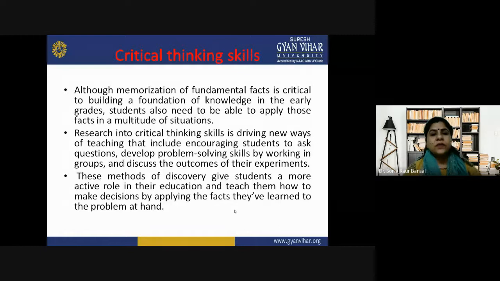So critical thinking. Although memorization of fundamental facts is critical to building a foundation of knowledge in the early grades, students also need to be able to apply those facts in a multitude of situations. So research into critical thinking skills is driving new ways of teaching that include encouraging students to ask questions, develop problem-solving skills by working in groups, and discuss the outcomes of their experiments. So these methods of discovery give students a more active role in their education and teach them how to make decisions by applying the facts they have learned to the problem at hand. So this is all about critical thinking skills.